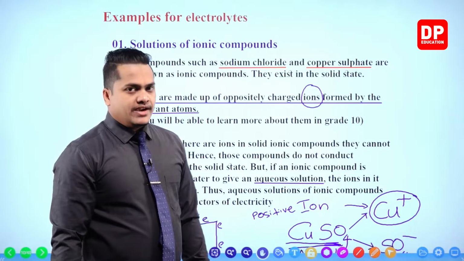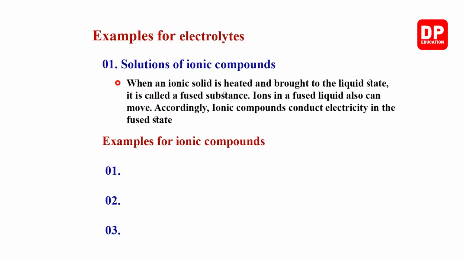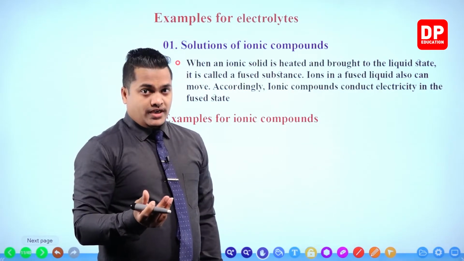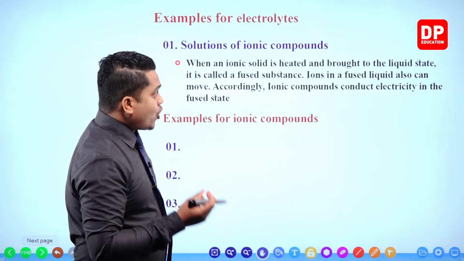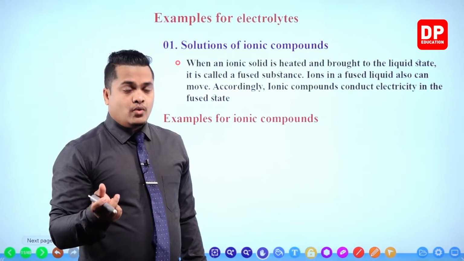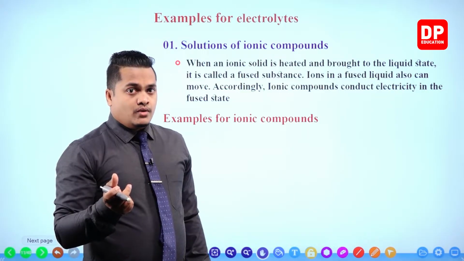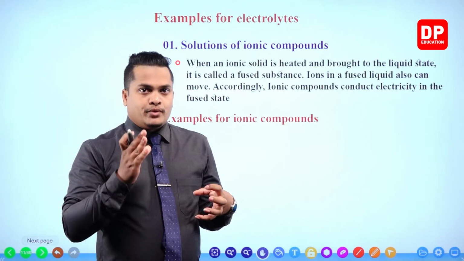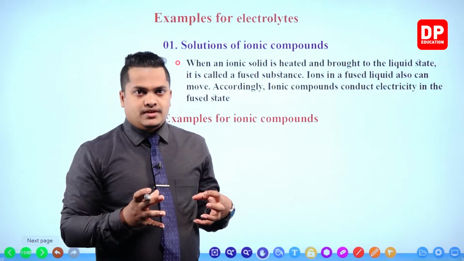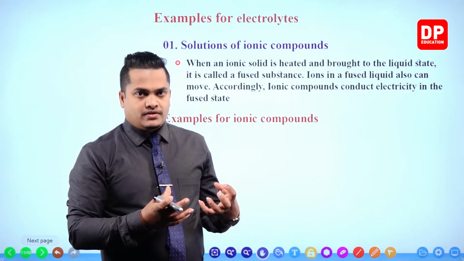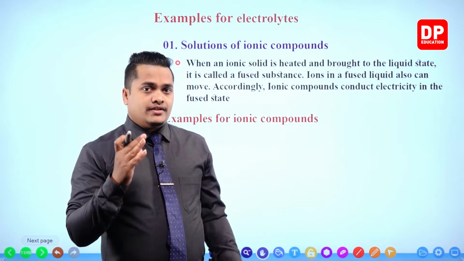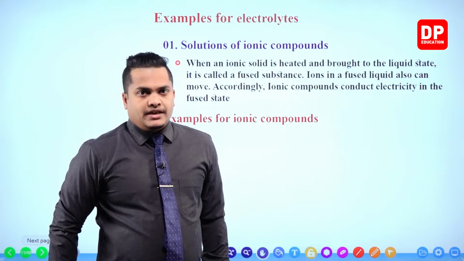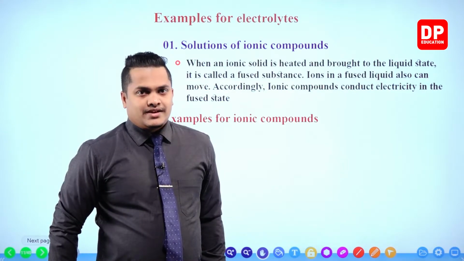Now, let's see whether there are any other forms of solutions in ionic compounds. Actually, there is. See, when an ionic solid is heated and brought to the liquid state, now what is going to happen? We are going to heat a certain ionic compound up to 800-900 degrees Celsius. Let's imagine common salt. I'm going to heat it up to 1000 degrees Celsius. Now, my dear children, definitely it will melt, right?